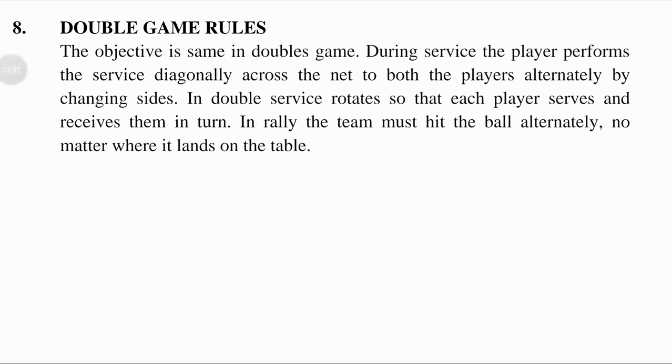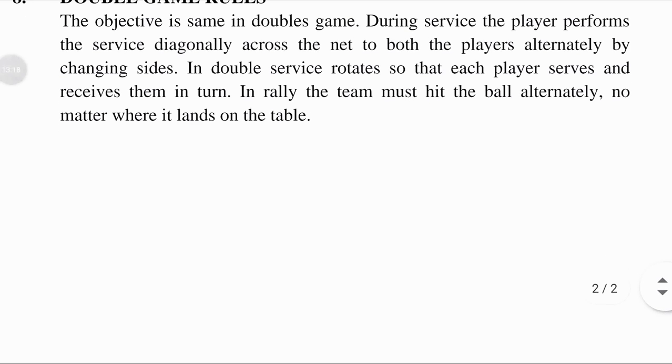Double game rules: in a double game the ball can only bounce on the right half portion of the table for both the server and the receivers. The objective is the same in double games, meaning the aim is the same as in single game. In a single game, one player each side takes part, and in double, 2 players from each side take part.